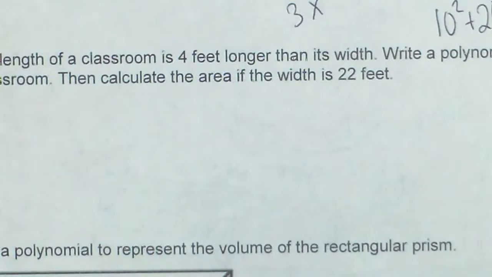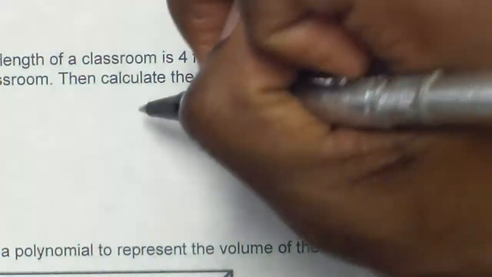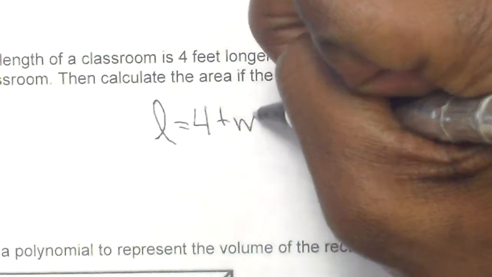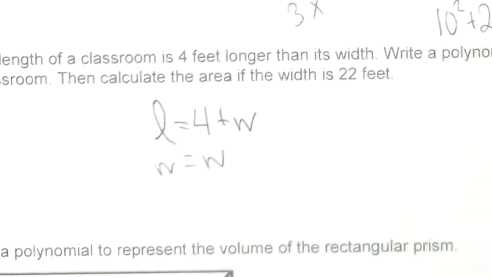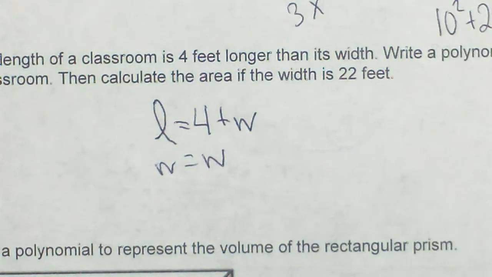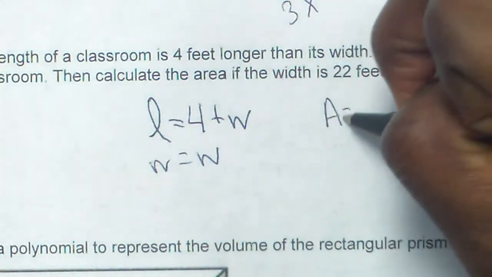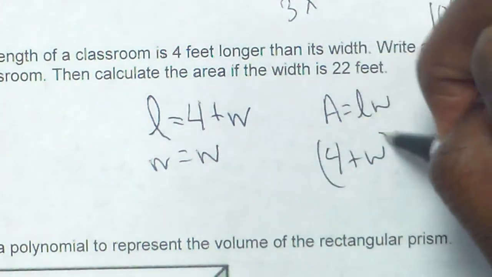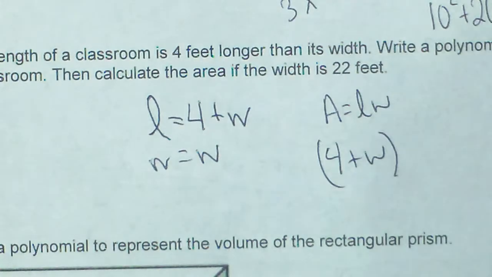The length of the classroom is 4 feet longer than the width. So L is 4 feet longer than the width, which means that our width is just what? W. Write a polynomial to express the area of the classroom. So we know area is what? Length times width. So we basically have the length, 4 plus W, times the width, which is just W.